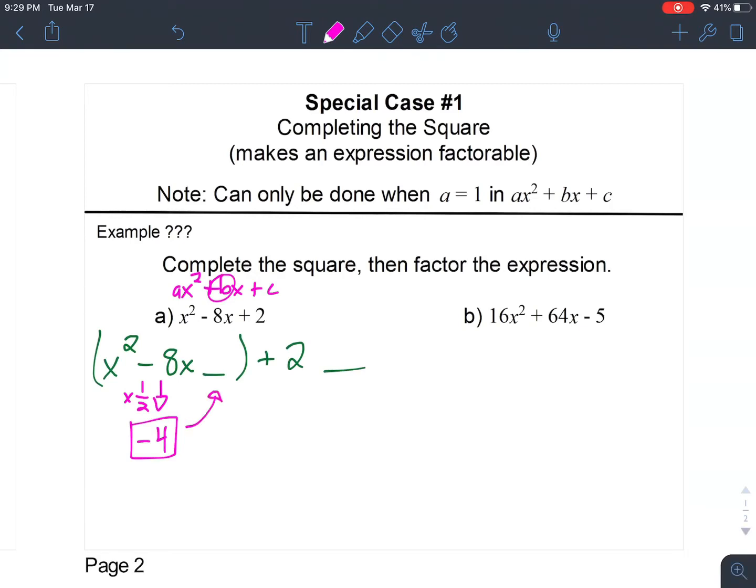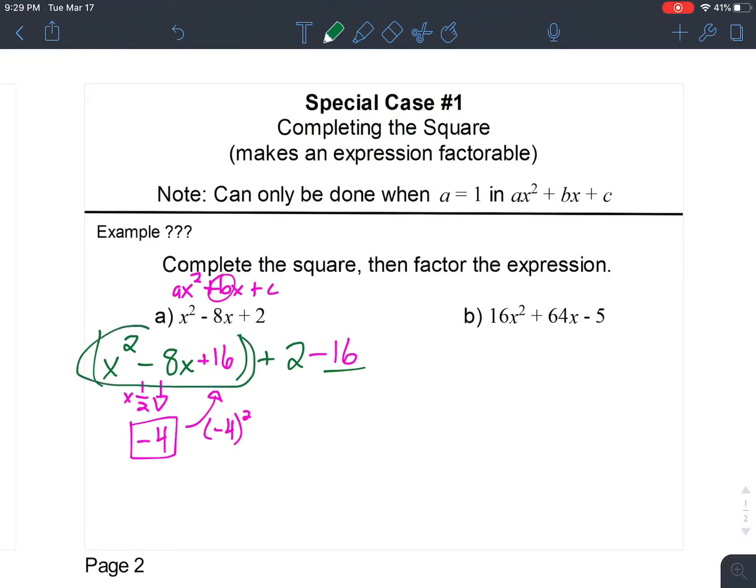Then our next step is we're going to take that value and square it. So negative 4 squared turns into positive 16. That means we are going to add 16 to x squared minus 8x. Now, because we added 16, we have to also subtract 16 at the end because we are not allowed to change the value of an expression. If we were to simplify this, the plus 16 and the minus 16 have to cancel, and that should leave us with what we started with. So that's why we have to subtract 16 at the end as well.